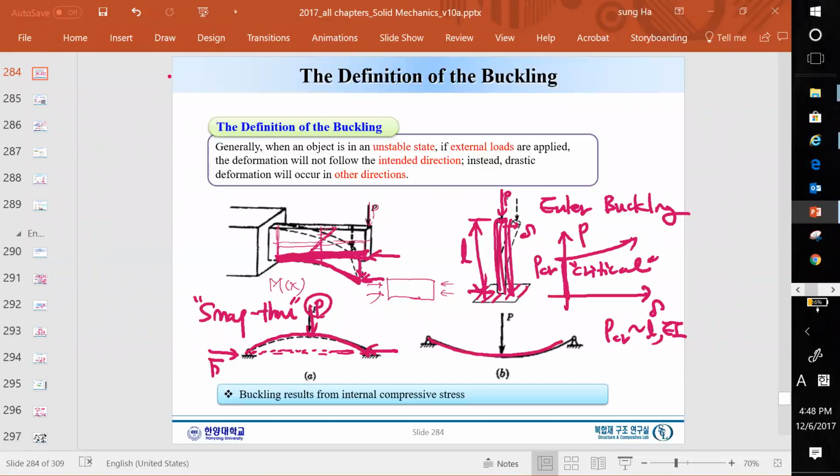It wants to change configuration, so it goes down. Initially it was like that, and when we apply the force P, it suddenly changes configuration when the force reaches a certain point. This is called snap through, and it is commonly used for electric switches, where you need two positions such as on and off.